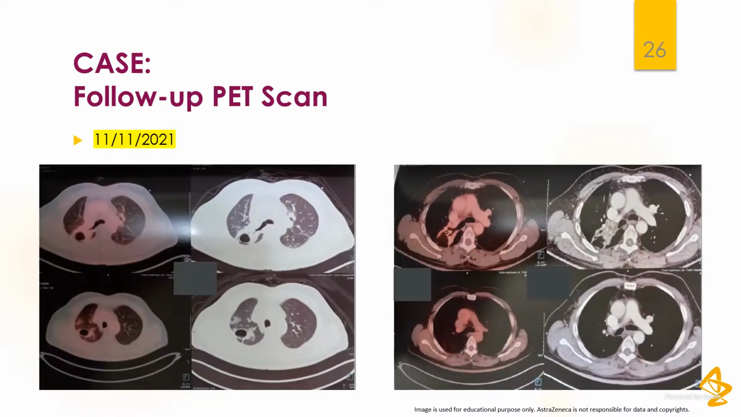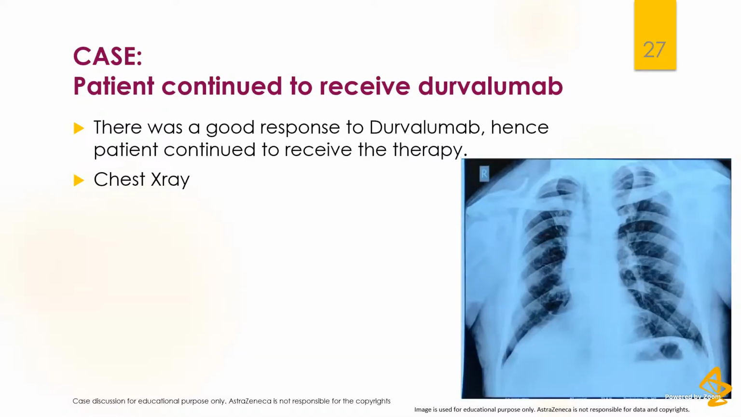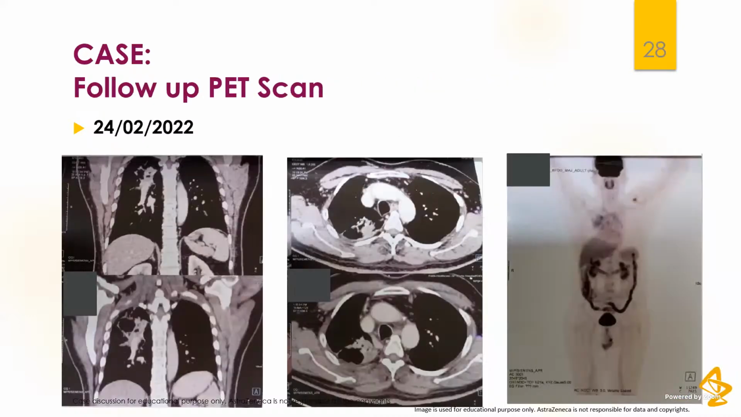Okay, yes, visible. So we could clearly show that only fibrosis was left there, and the disease had become metabolically inactive at the subsequent PET scan. Next slide. There was a very good response to durvalumab, hence the patient continued to receive the therapy, and X-ray showed clearance of the initial findings which we began with. Next slide.